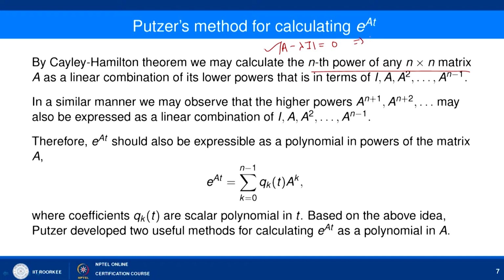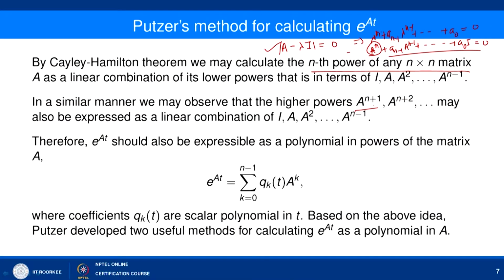In fact, basically you can write this as lambda to power n plus a n minus 1 lambda to power n minus 1 and so on, plus a naught, equal to 0, and when A satisfies it, then A to power n plus a n minus 1 A to power n minus 1 and so on, plus a naught I equal to 0. Now, here we can write A to power n as a linear combination of I, A, A square up to A to power n minus 1. That is the idea we get from the Cayley-Hamilton theorem, that A to power n can be written as a linear combination of its lower powers.